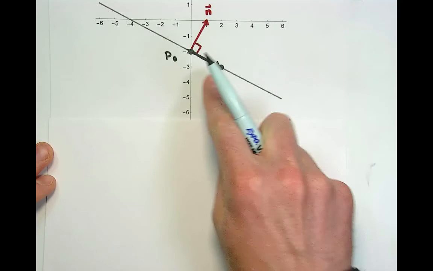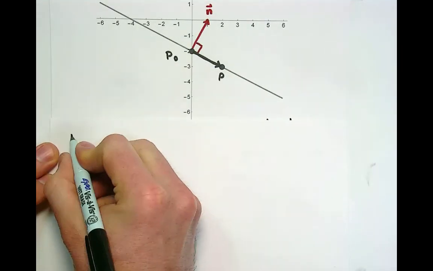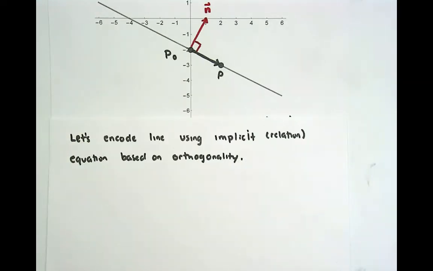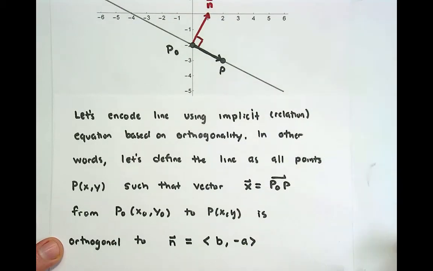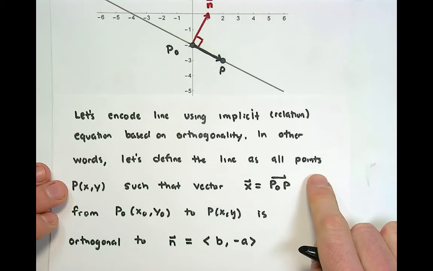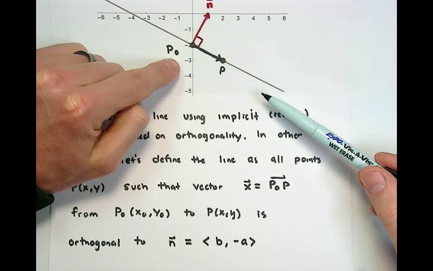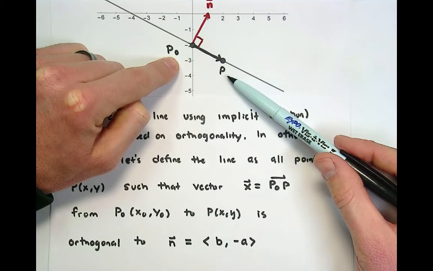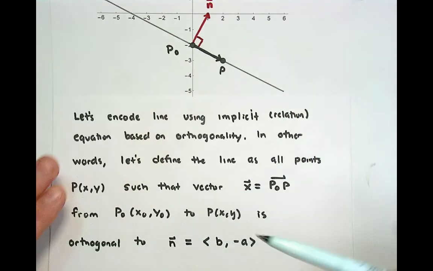So instead of thinking about the line as the set of all points that satisfy this equation, let's encode the line using an implicit relation equation based on orthogonality. In other words, we'll define the line as the set of all points, in general p of xy, such that the vector connecting the point p naught to any point p is orthogonal to the normal vector n.